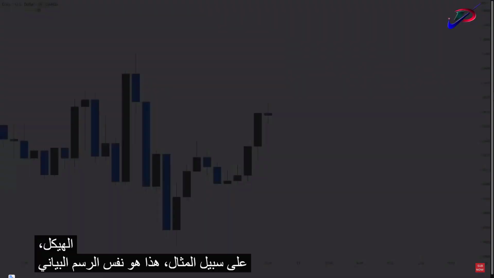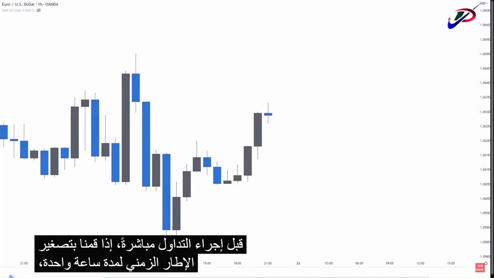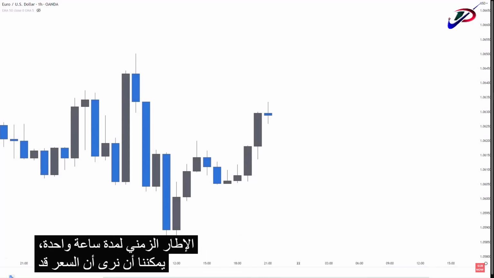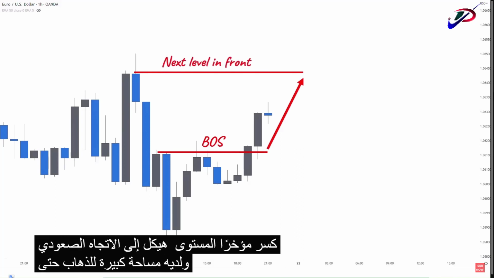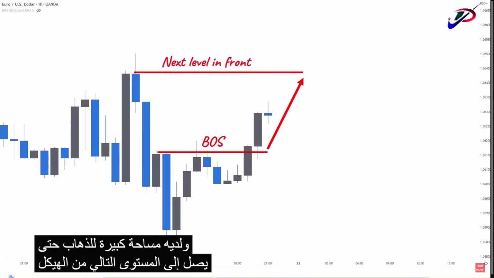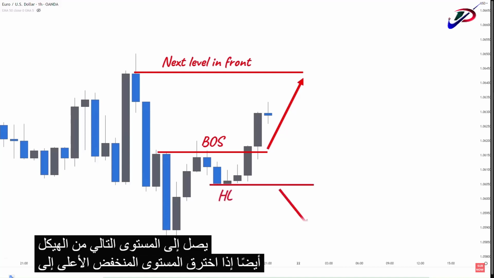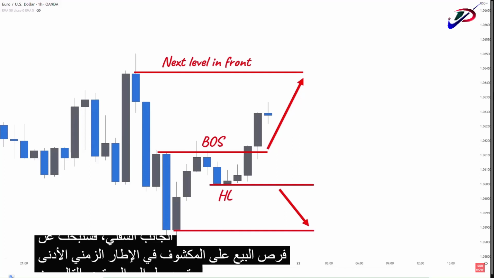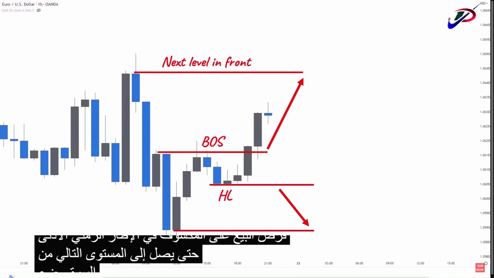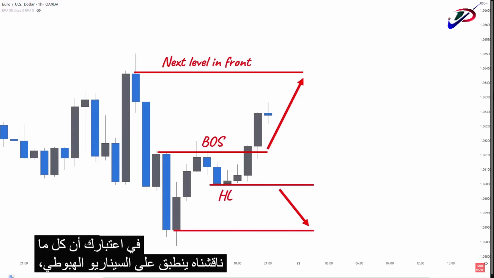For example, this is the same chart, right before placing the trade. If we zoom out to 1 hour's time frame, we can see that the price has recently broken the structure to the upside, and it has a lot of space to go until it reaches the next level of structure. Also, if it breaks the higher low to the downside, we will look for shorting opportunities in the lower time frame, until it reaches the next level of market structure. Keep in mind that everything we discussed applies to the bearish scenario.